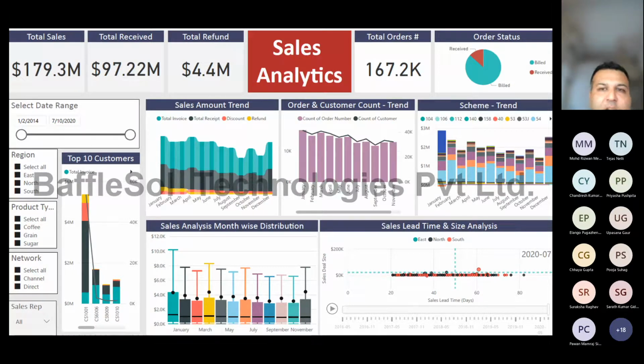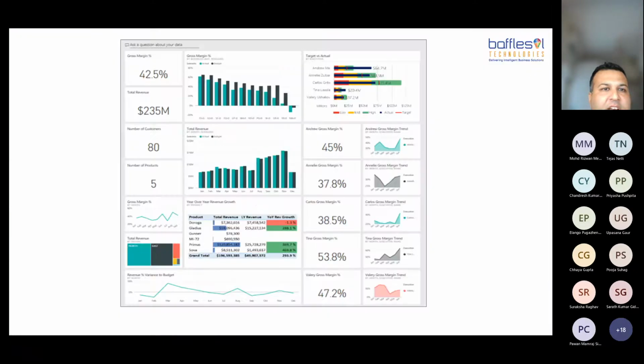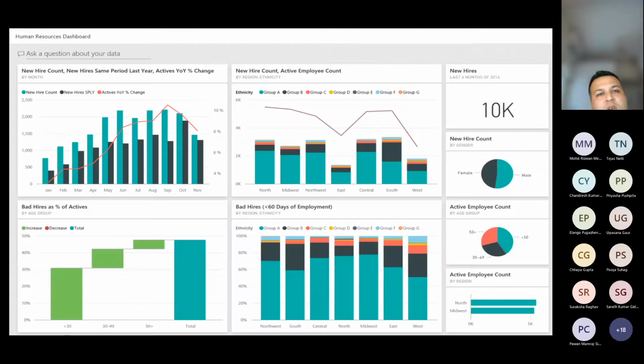I'll quickly jump to one more sample dashboard. This is a sales one, I'll skip it. I want to show something which is beyond the CFO side of it, but still the CFO may have interest in this particular slide, though it is related to HR.